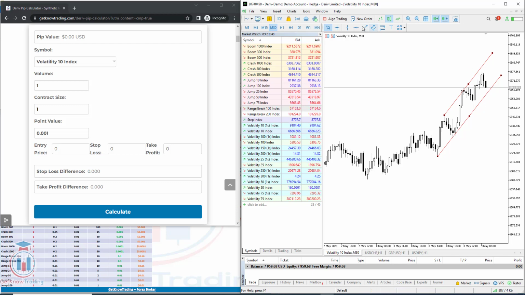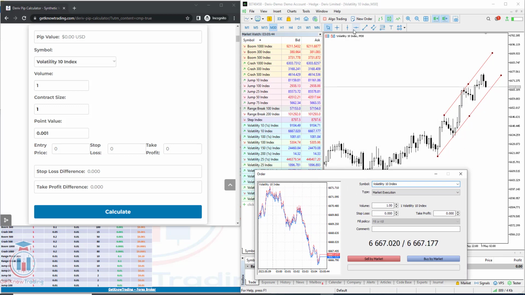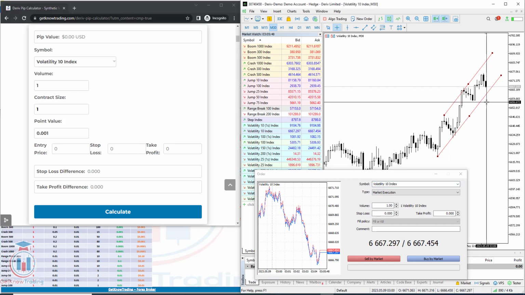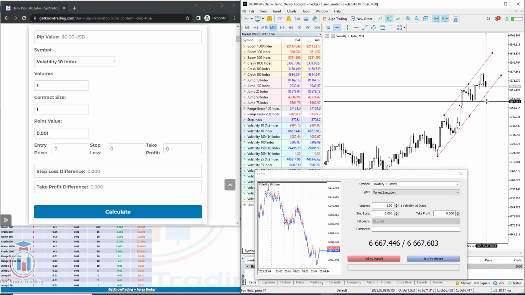So I will open a buy order. This means that the stop loss should be positioned below. For example, I will put the stop loss here, where I'm expecting that the price will not go below this price level. So this price level is 6657.